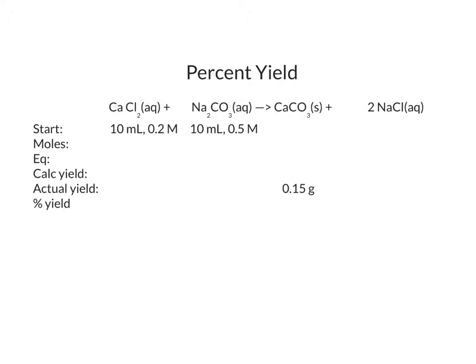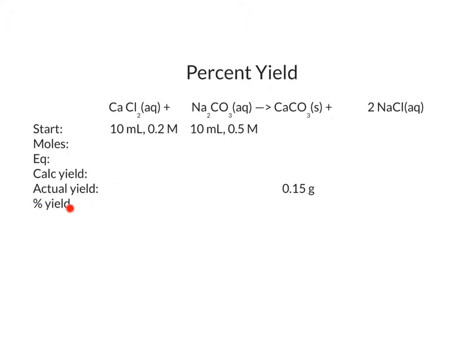Let's say that I start with 10 milliliters of 0.2 molar calcium chloride solution and 10 milliliters of 0.5 molar sodium carbonate solution. And when I put those together, I get a precipitation reaction that precipitates calcium carbonate, which is insoluble. And so I collect that solid, I dry it, and I weigh it, and I find out that I have an actual yield. I have actually collected 0.15 grams of the solid. So what I want to know is, what is my percent yield?